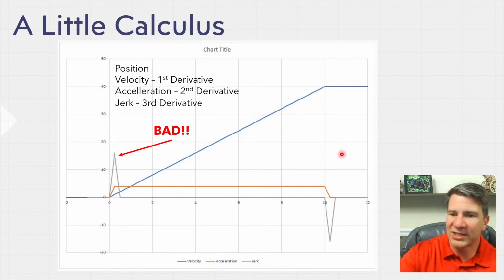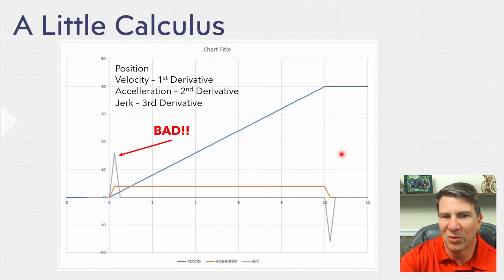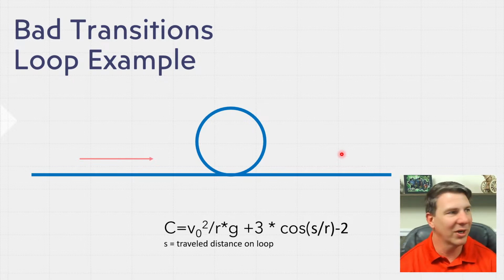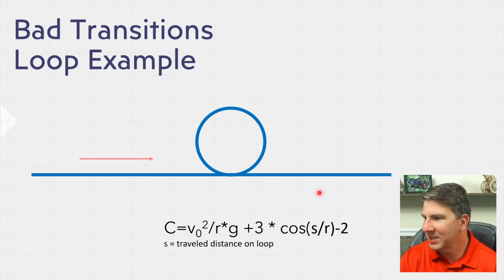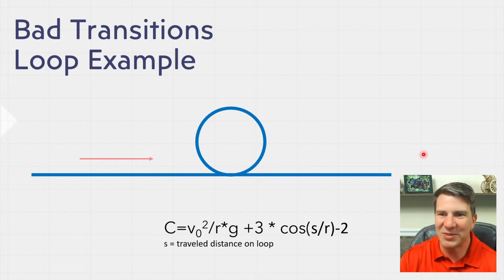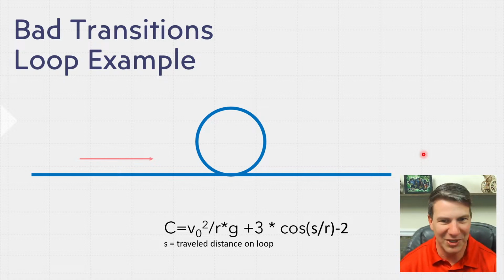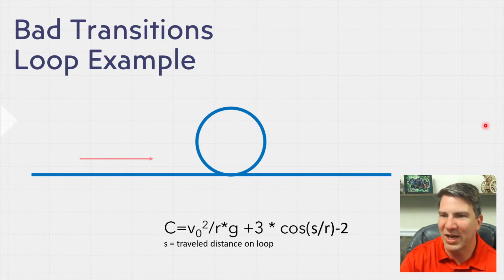So let's look at something where my jerk would be really bad, like a perfectly circular loop. Anybody want to say whether or not this is a good thing or bad thing? Bad thing. Has anybody seen a perfectly circular loop on a roller coaster? Nope. Nope, and there's a very good reason for that. Let's look at that mathematically.